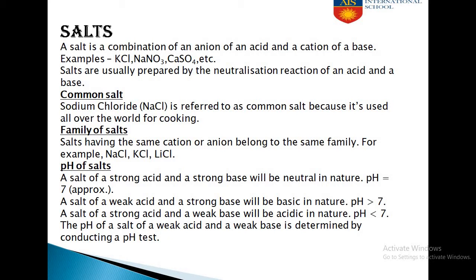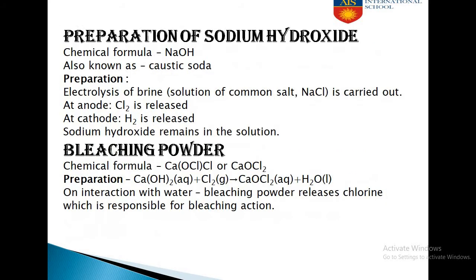So, the pH of a salt of a weak acid and weak base is determined by conducting a pH test. How will you determine what the pH of a salt is? By conducting a pH test, and then you can identify whether it is a combination of a weak acid or a weak base, whatever it is. Clear?